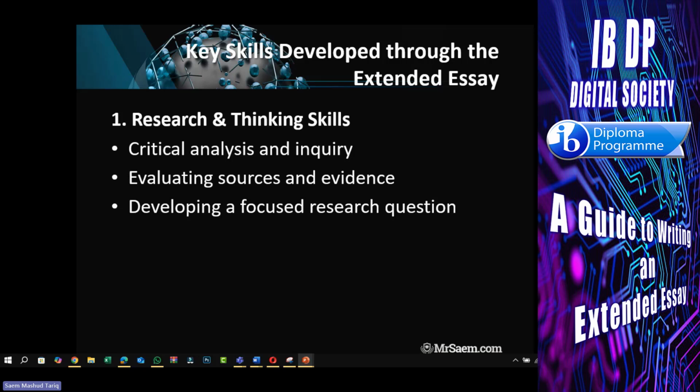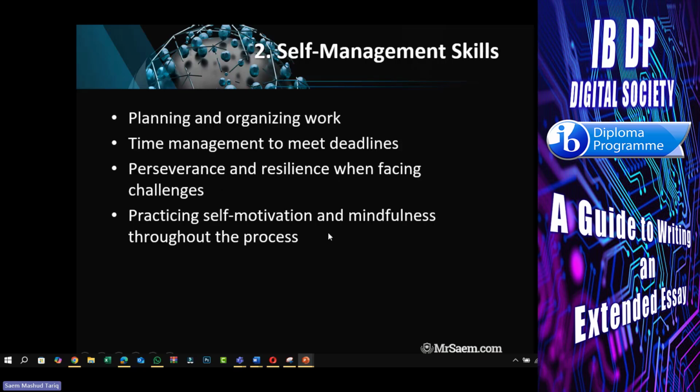Developing a focus research question. First, we can talk about how self management will benefit us, like planning and organization, time management, perseverance, practicing self motivation and being mindful throughout the process. Practicing self motivation is very important. You have to have this. This goes on for 2 months, 3 months. You have to make sure that you keep on self-motivating yourself.